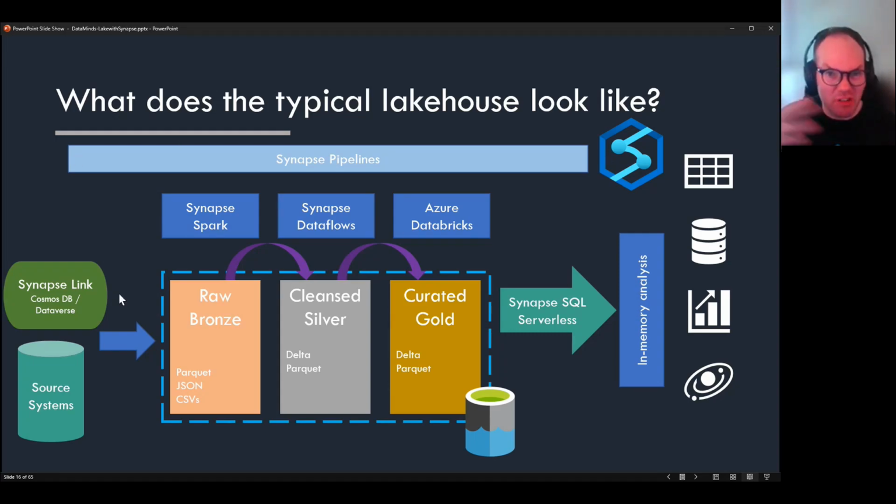But then I need to orchestrate the rest of the process. And this is where Synapse Pipelines, as a data movement tool and an orchestration tool, means that you can orchestrate all sorts of different services across this process. You can use whatever floats your boat. And the three main tools that I would see customers using is, first of all, Synapse Spark. A code-first environment where you can execute Spark workloads, and you can move data from bronze to silver.